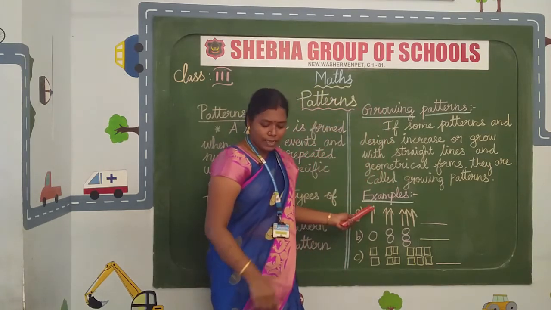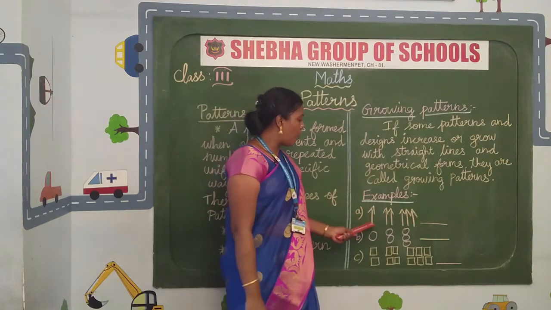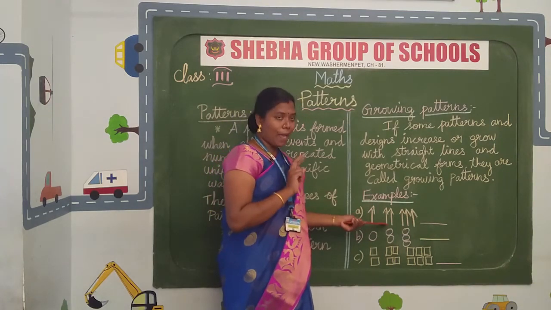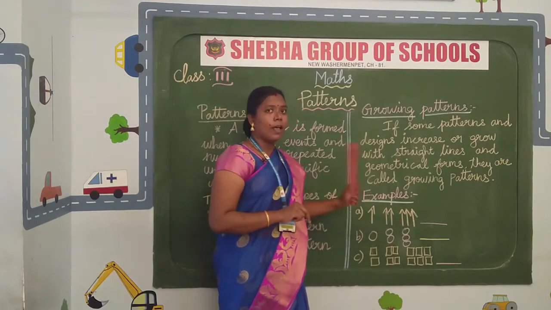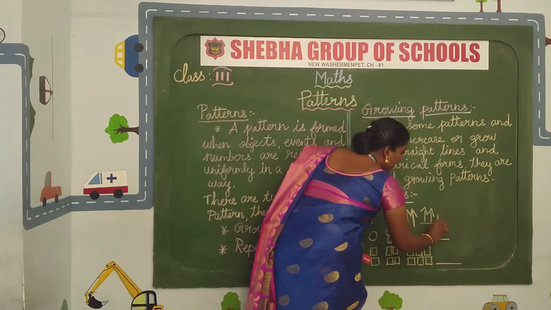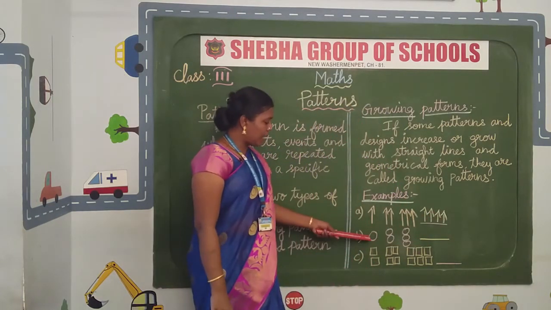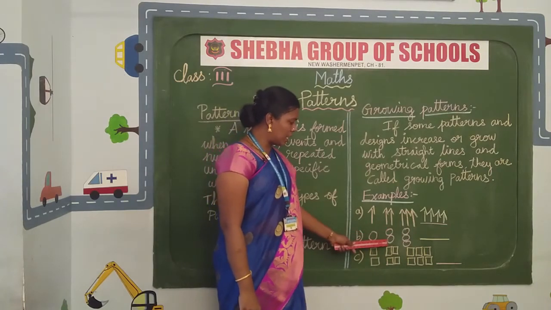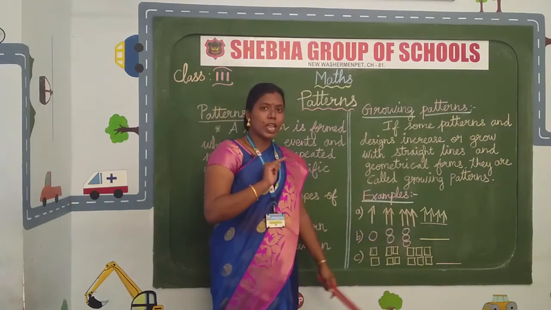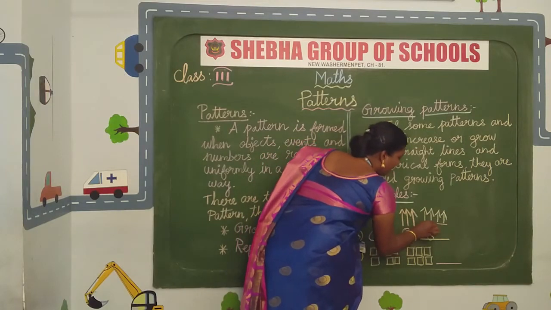I will show some examples here. I will draw arrow marks: 1 up arrow, 2 up arrows, then 3 up arrows. Then you can draw 4 up arrows here. So it is a growing pattern. Next you can see 1 circle, 2 circles and 3 circles. Next you can draw 4 circles here because it is a growing pattern.